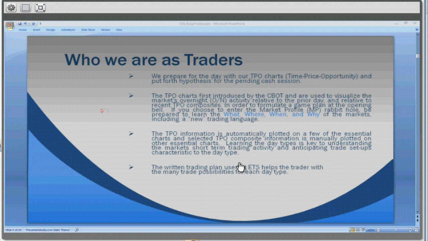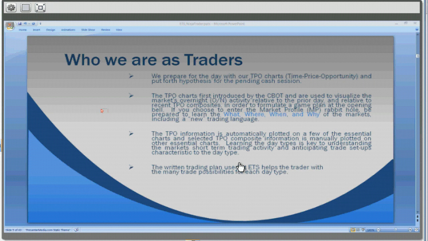We prepare every day. Now, for us to be prepared, it's like the Super Bowl. You're going to be prepared. It's like a professional sporting event. You have a game book, and we have our game book, which is our trading plan. We do have a specific trading plan for our trading.